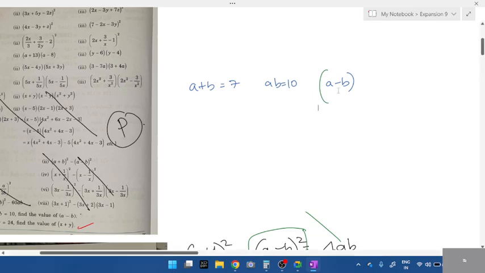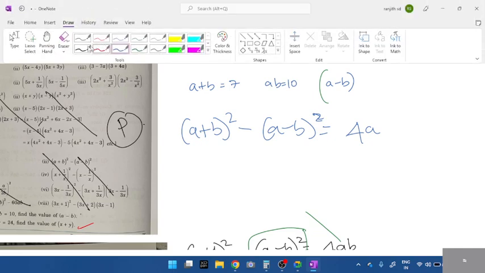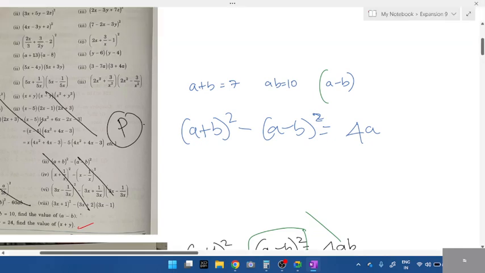Okay, tell me, Lima, how do you solve a plus b square minus a minus b square equal to? If I did use this formula, that's very good. There is ab given here. Ab, a minus b also we have. A plus b also we have, right?